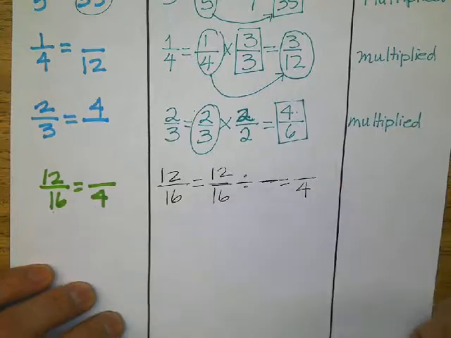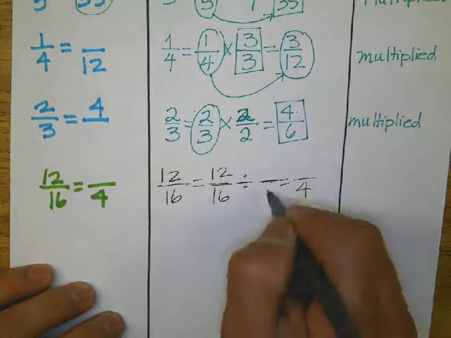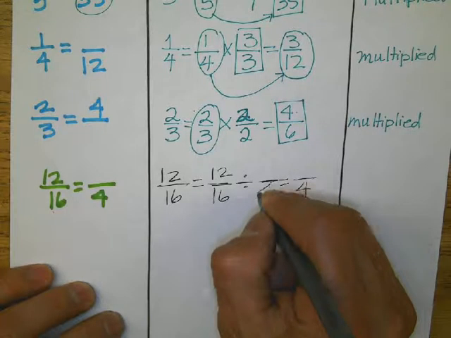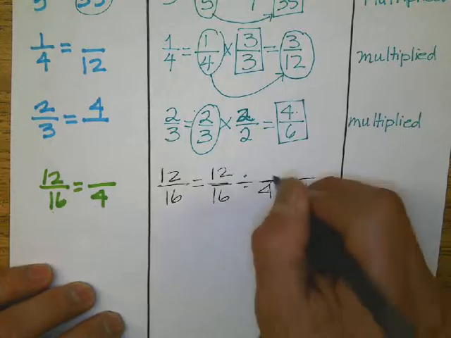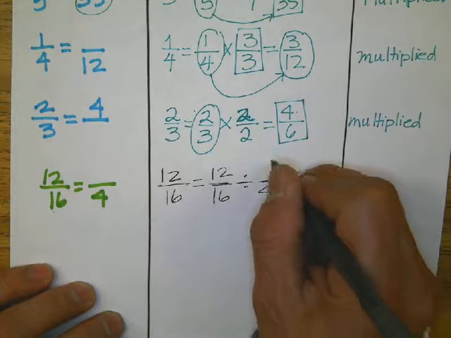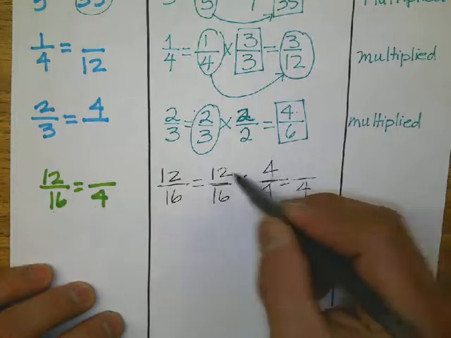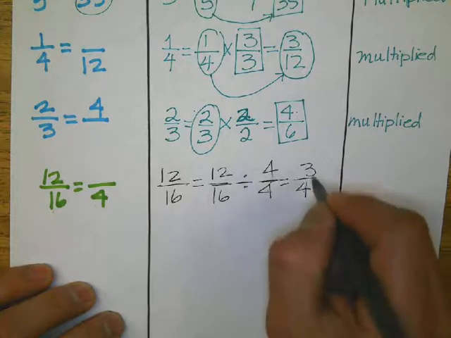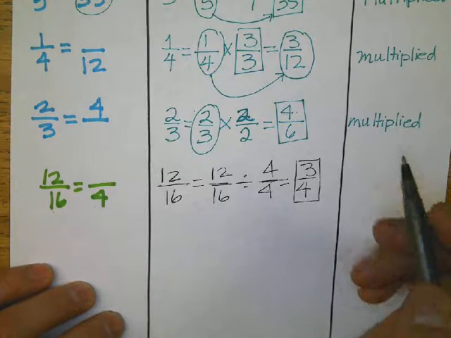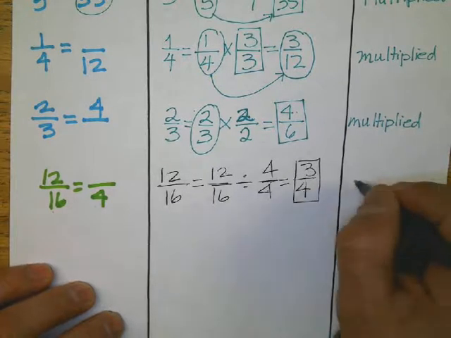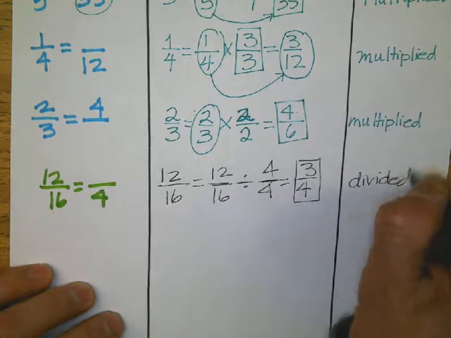And I know that a number times 4 equals 16. The missing number is 4. If I divide the denominator by 4, then I have to divide the numerator by 4. So now I know that 12 divided by 4 equals 3. So the missing number was 3, making 3/4. Now in this case, I did not multiply, I divided. Okay, my friends? Let's do one more practice.